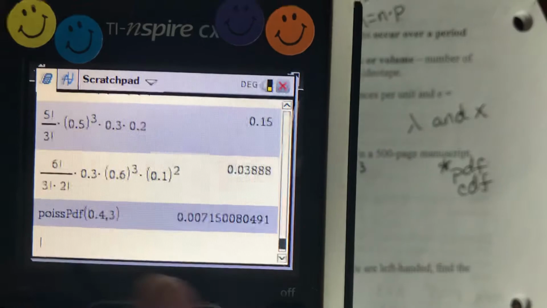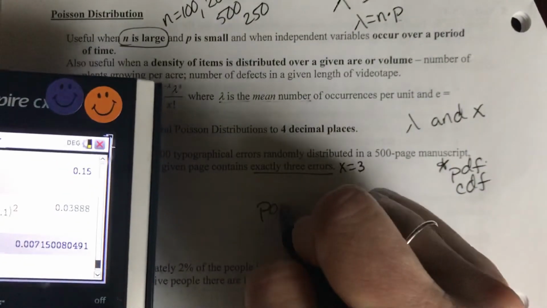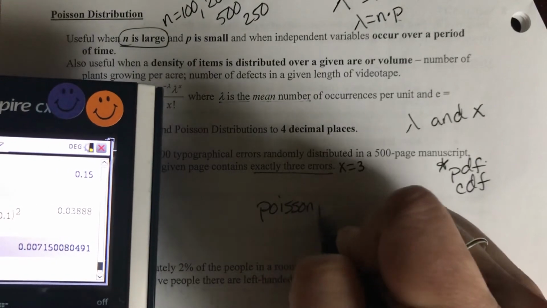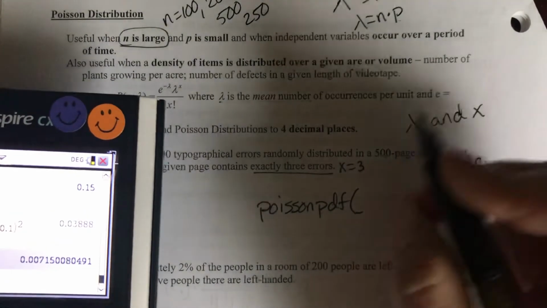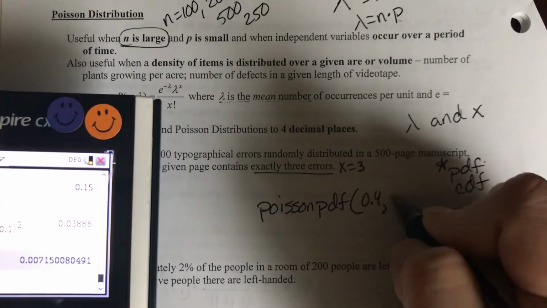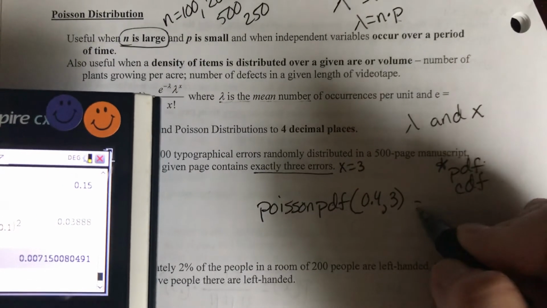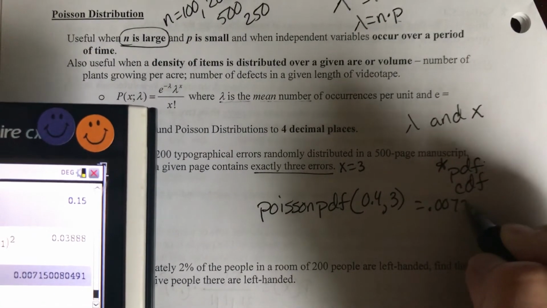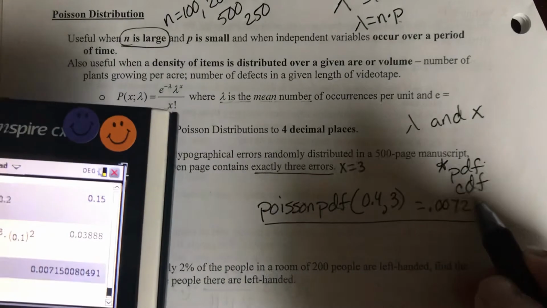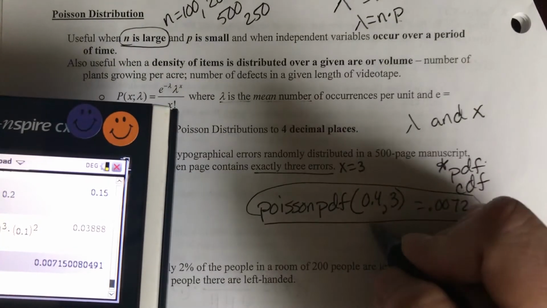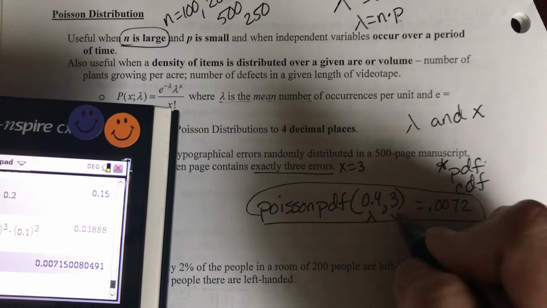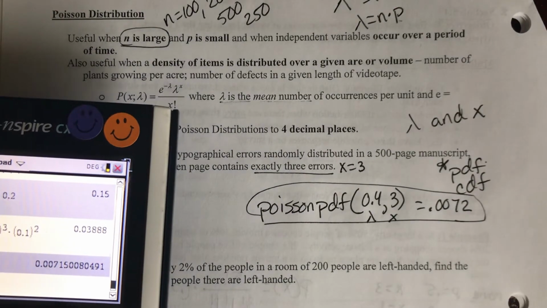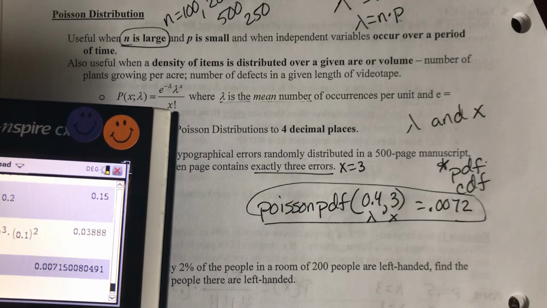Just like we did with the binomial distribution, you need to write down it's Poisson PDF, and then it's lambda comma x equals 0.0072. This is our answer. Again, this was lambda comma x. That's how it went. Alrighty.